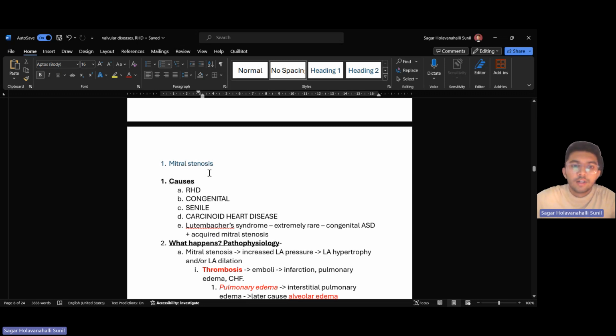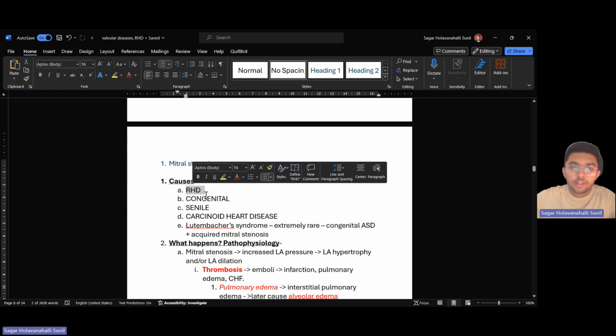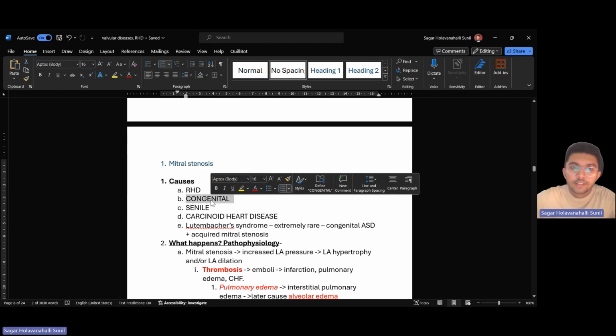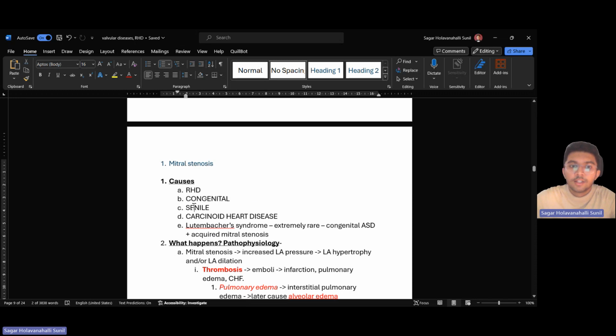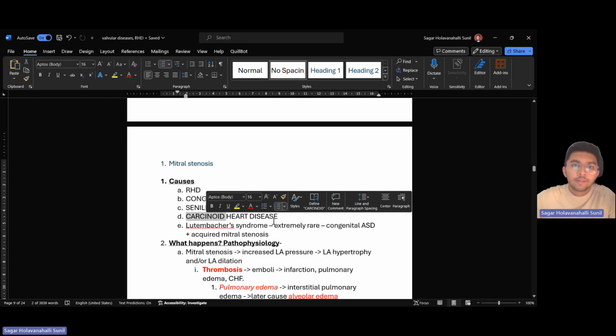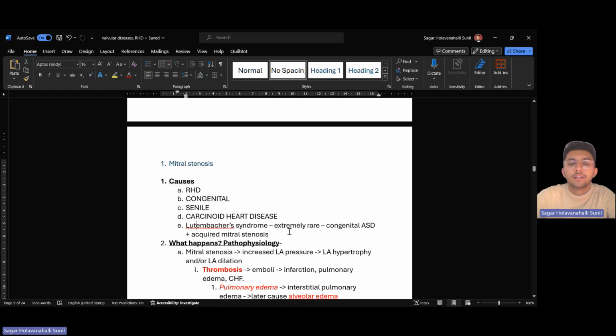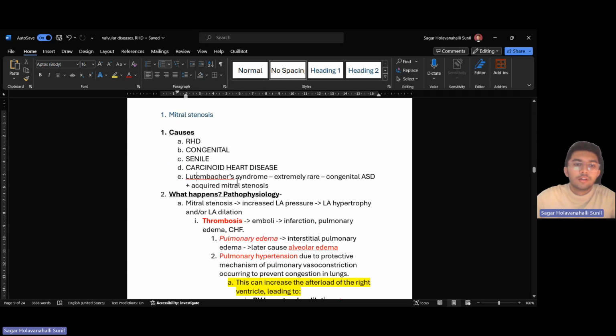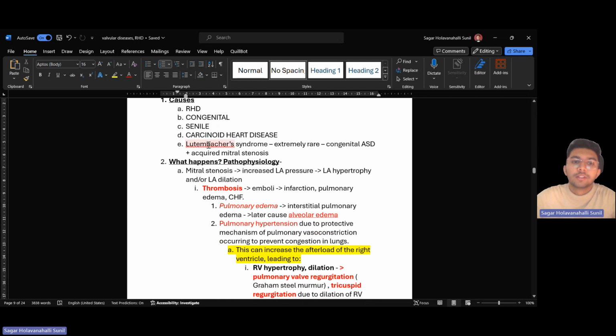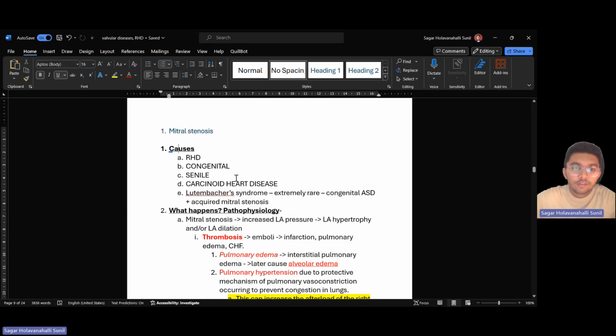First of all, the causes. Rheumatic heart disease: inflammation, fibrosis, calcification. Congenital could be the bicuspid aortic valve. Senile: again, degeneration, fibrosis, scarring. Carcinoid heart disease: increased activation of fibroblasts, fibrosis, scarring, calcification. Lutembacher syndrome is something that I think you can just try to remember. Not very important, or maybe they might ask you, you never know in pathology. You can just try your best to remember this. Now, we have the causes.